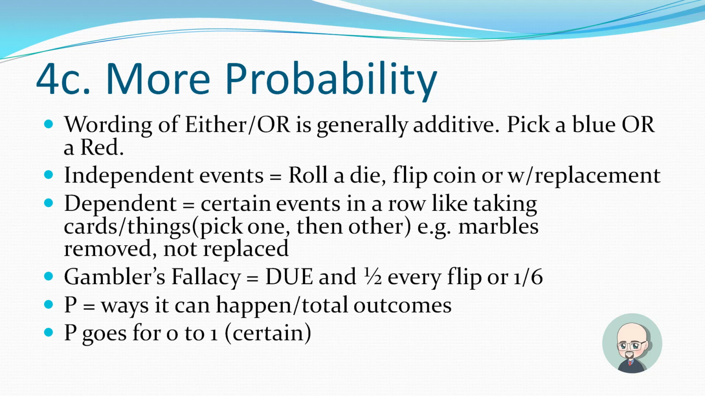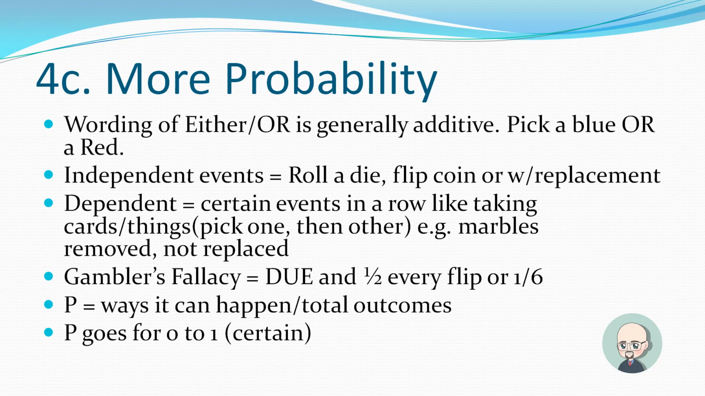Independent events are things like rolling a die or dice, flipping a coin, or taking something without replacement. Dependent probability is certain events in a row, like taking cards, or certain other things, like pick one then the other, like marbles that are removed but not replaced. The key here is not replacing them.